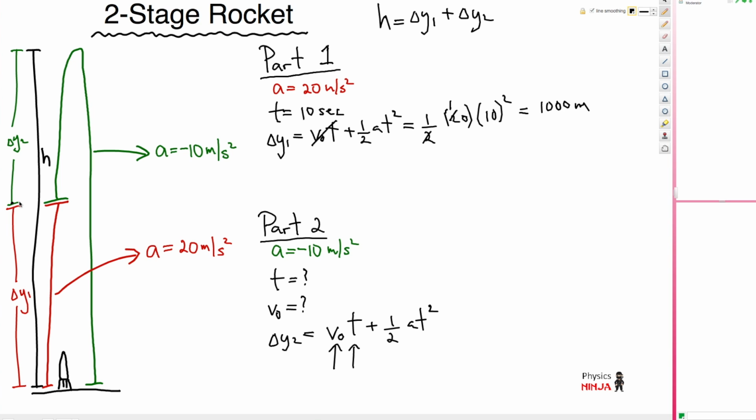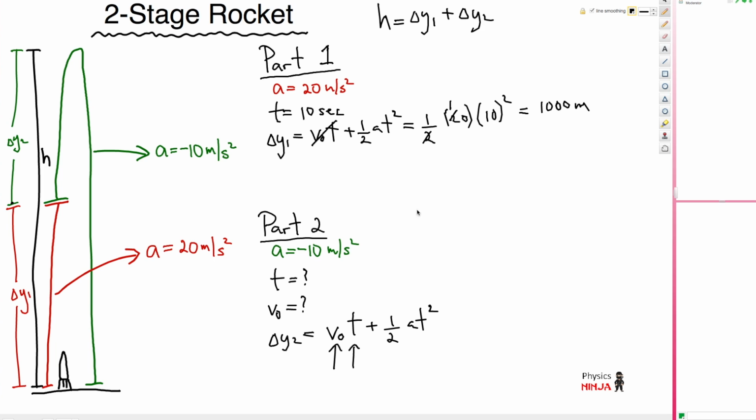Well, it turns out that the initial velocity for this second part of the trajectory ends up being the final velocity for the first part. Okay? So once I'm at t equals 10 seconds and I've been accelerating at a rate of 20 meters per second squared, I'm moving pretty fast at this point. But then the engine shuts off. So the final velocity at the end of segment 1 becomes the initial velocity for segment 2.